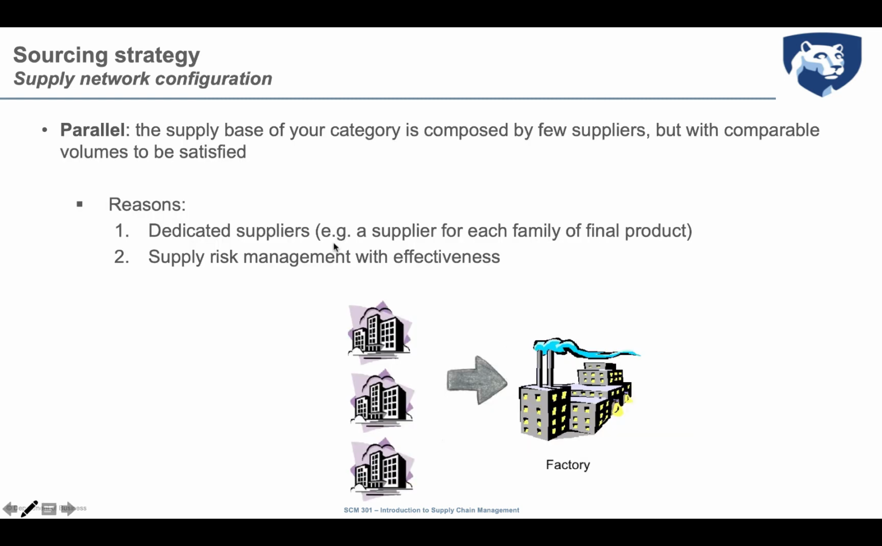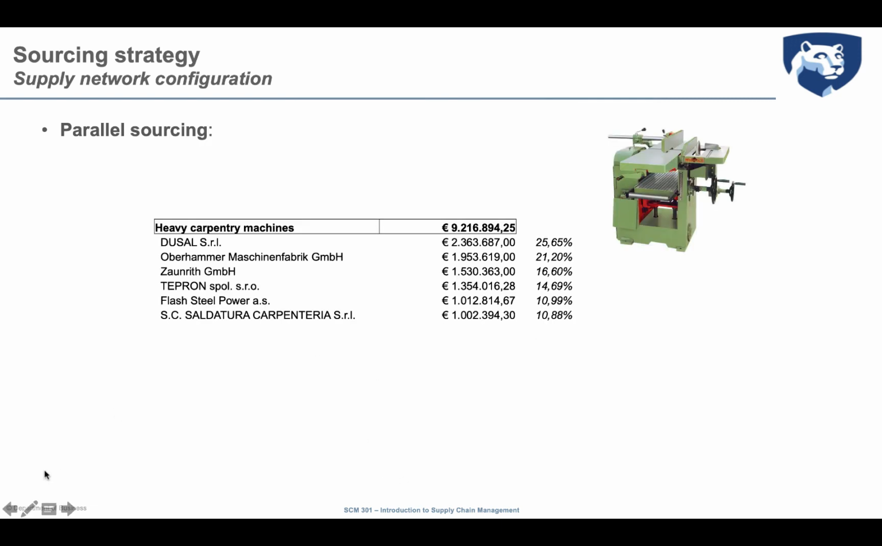Instead, we have seen an evolution of multiple sourcing, which is parallel sourcing. Parallel sourcing is having dedicated suppliers which are selected, so remember, a few number of suppliers, so not one, not many, a few suppliers which are dedicated to a specific family of products, for example, and they are assigned comparable volumes of spending. You have a few suppliers with comparable spending between each other, and we have seen here an example.